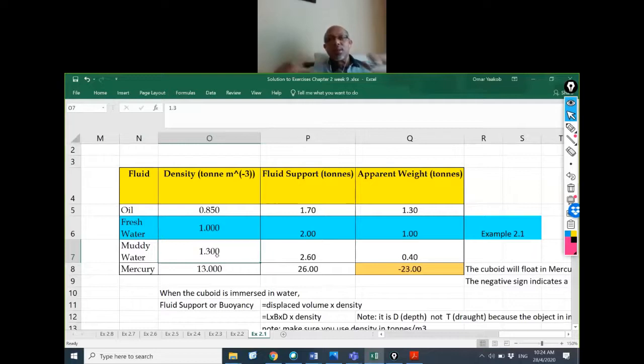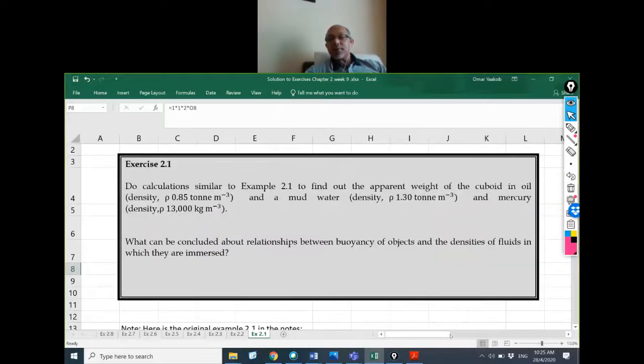But in muddy water, so it is thick. Yeah, the water is thick, so it is high density. So the fluid support is more because of the same volume times the fluid support, and the apparent weight is 0.4. And when you dip this same box inside mercury, the fluid support is 26 because of the high density of mercury. So because of that, the cuboid will have the negative sign. The apparent weight is negative sign.